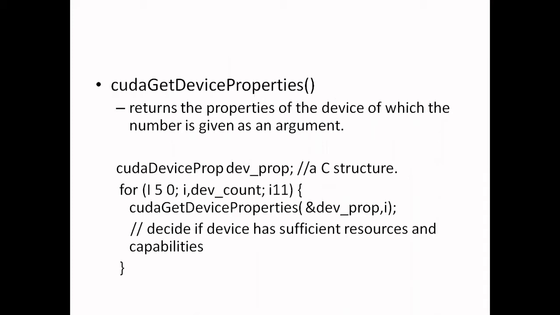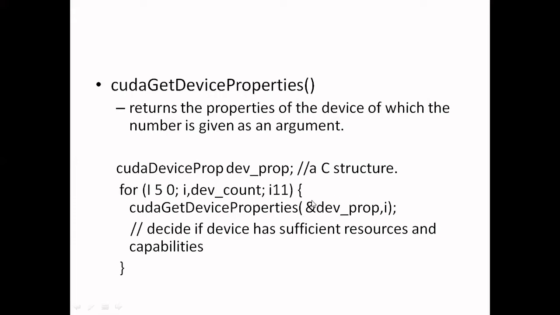So now you have the device count, that these are the devices, these many devices we have. Then you can find out the properties of each device. So for finding the device properties, you are calling cudaGetDeviceProperties.